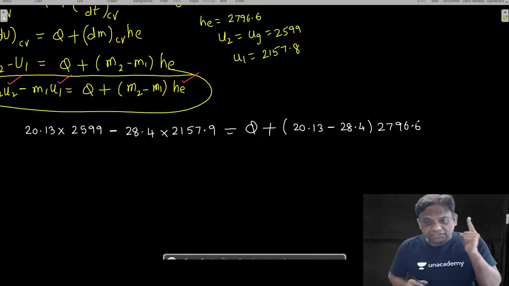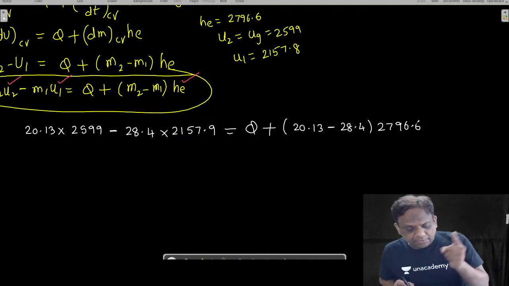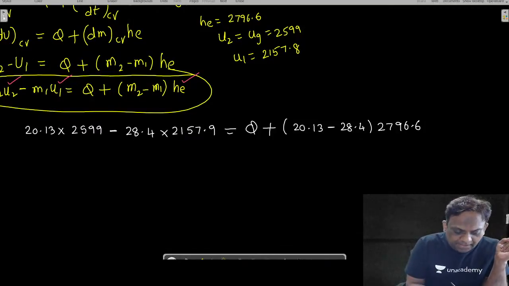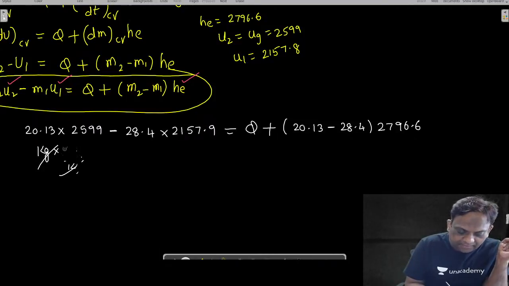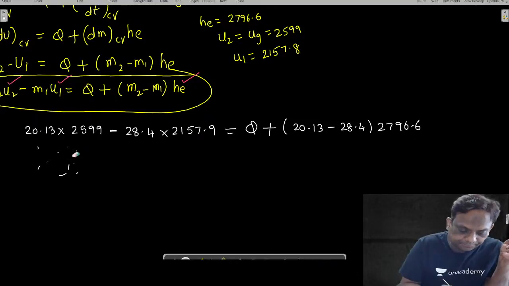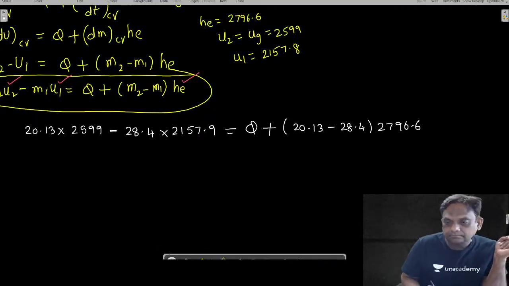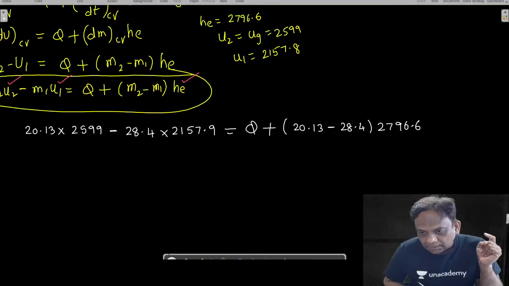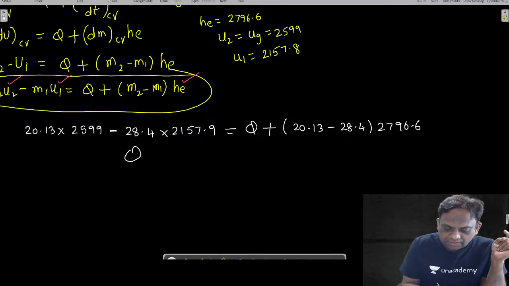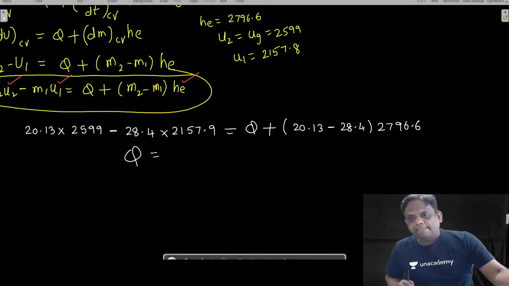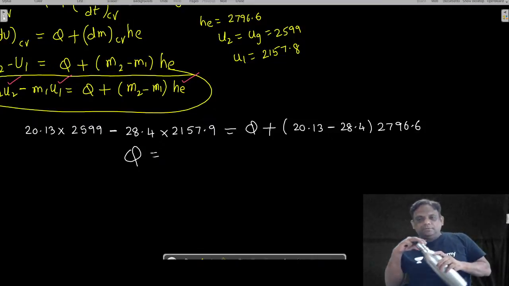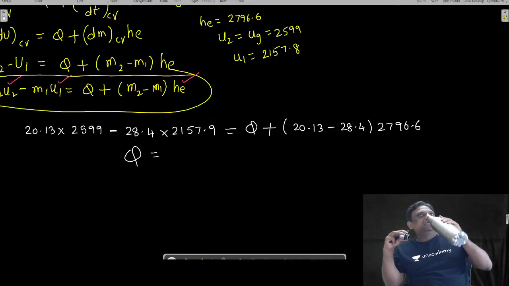2796.6. Let us check the unit. Look once, mass is in kg and the specific internal energy is kilojoule per kg. So the answer is in kilojoule. It will be in kilojoule. Okay? So you tell me what is the answer. How much are you getting? Okay, time to put on the DJ and dance. I don't know how to dance with DJ, son.